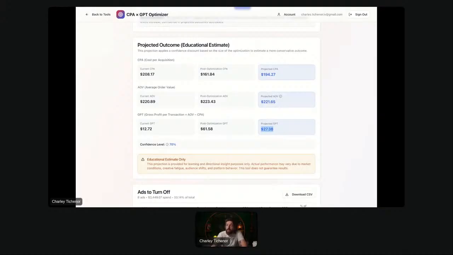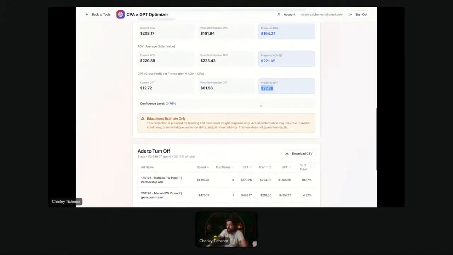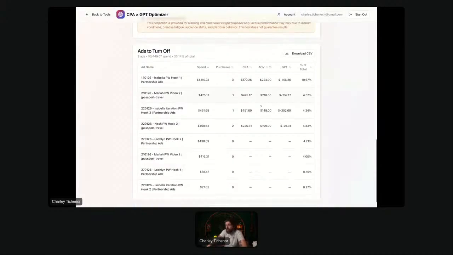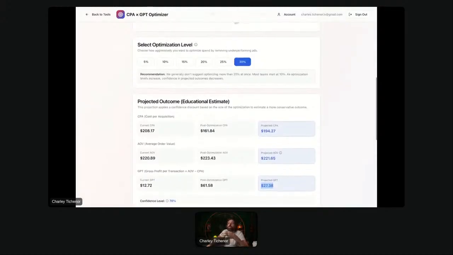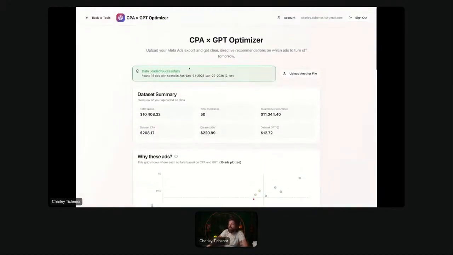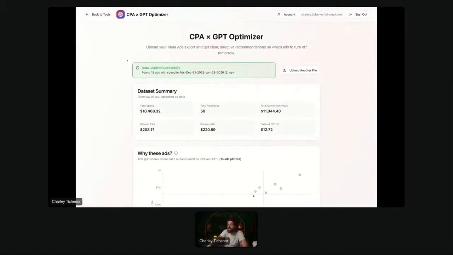Now, what's really important here is that our actual ROAS doesn't get much better, right? A 208 to 220 versus a 194 to 221. That ROAS number doesn't change substantially. And I'll bet you if you go through some of the ads that we would turn off, you're going to start to see where the waste is. You're going to start to see what you should get rid of. And that's the beauty of this tool. And it does it, like you see, it does it in seconds.